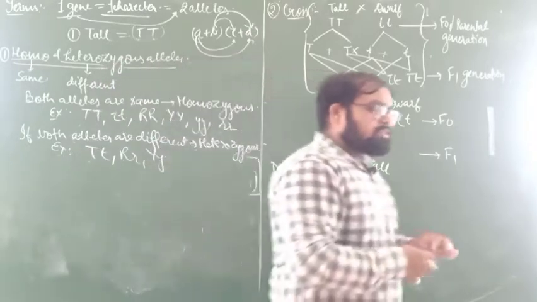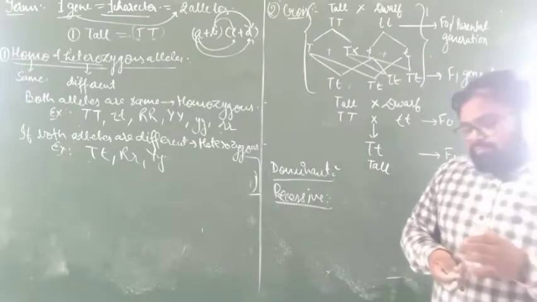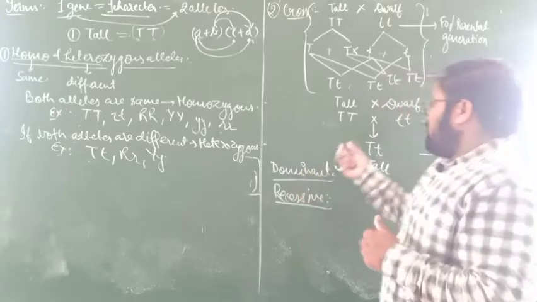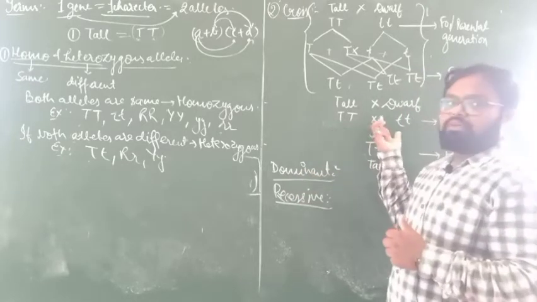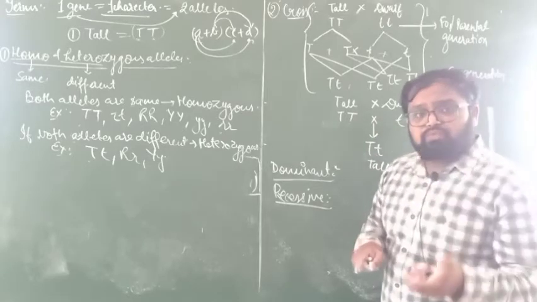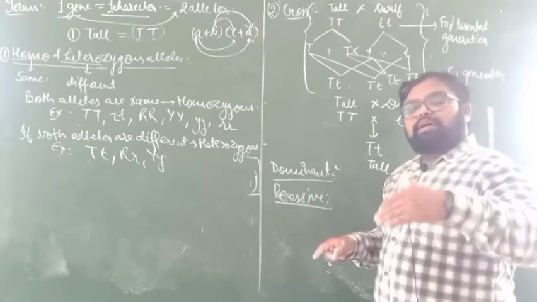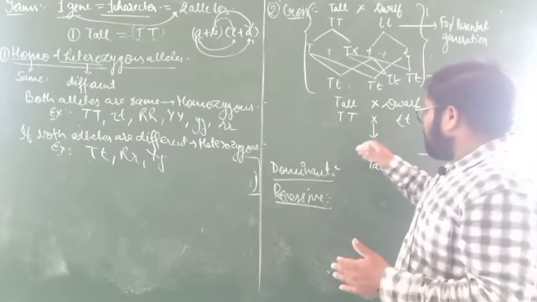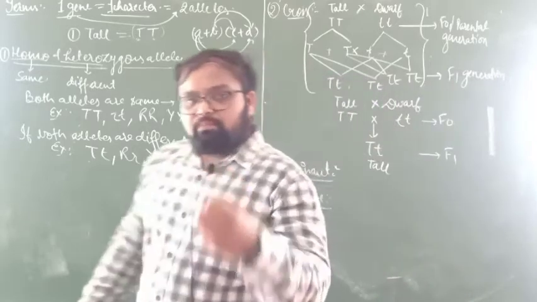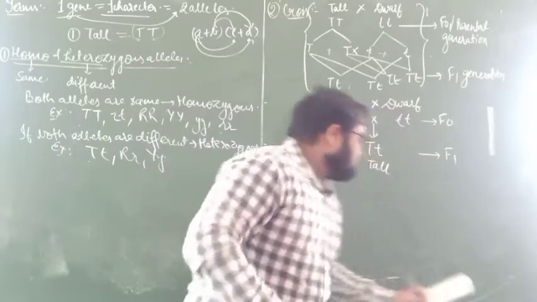So in the examination you will be asked to write the difference between dominant and recessive. Once again, I am going to repeat: by crossing two homozygous alleles, in the F1 generation the character which is shown is called dominant, and the character which is not shown, or which is overlapped by the dominant character, is called recessive. So these are some points. One more point will be there, but here we will not write it.